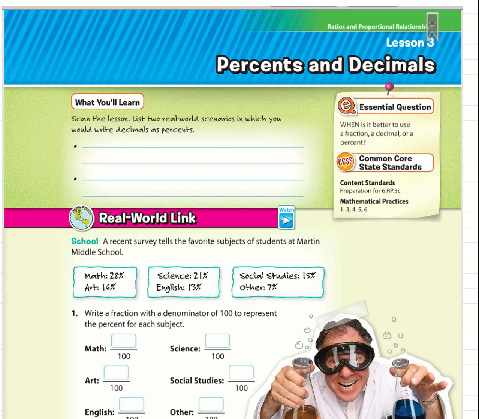We're on page 109 in the book, and this is scan the lesson list 2 real-world scenarios in which you should write decimals as percents.